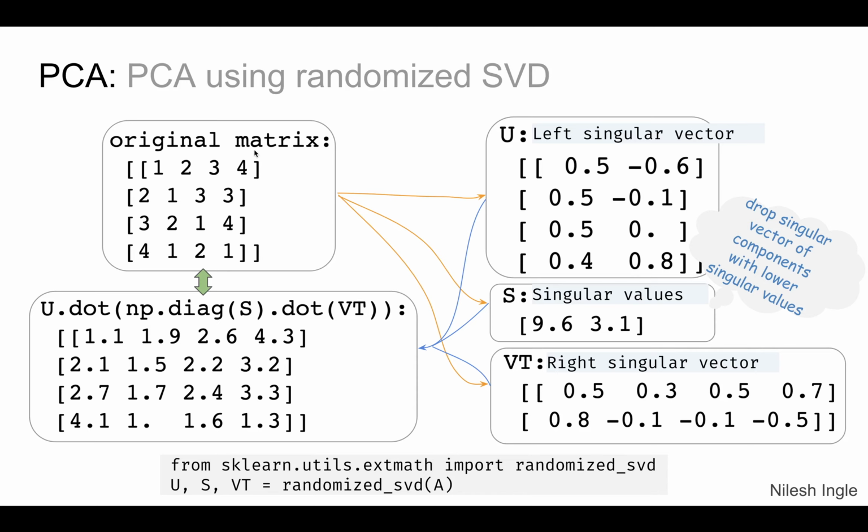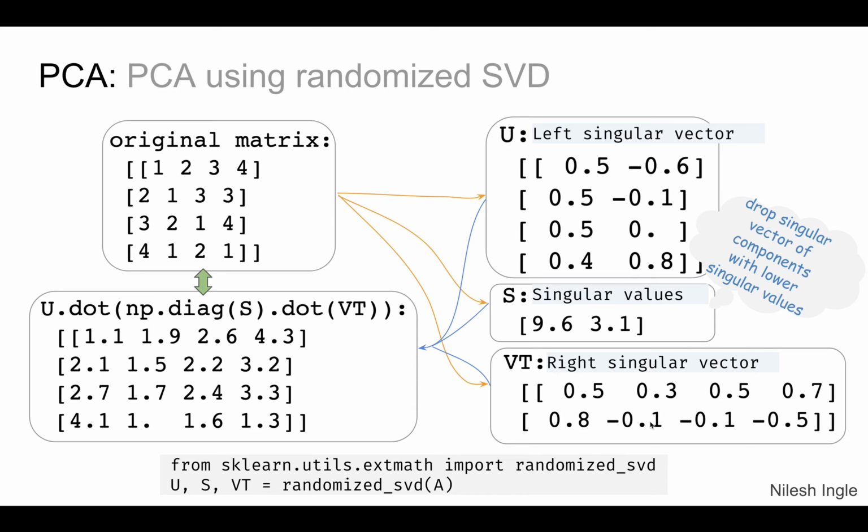So let's say, for example, we have this original matrix right here. We can decompose that matrix into three different parts: U, S, and V transpose. Each of these parts has a different name. The middle one, S, is the singular values, U has the left singular vectors, and this one has the right singular vectors.